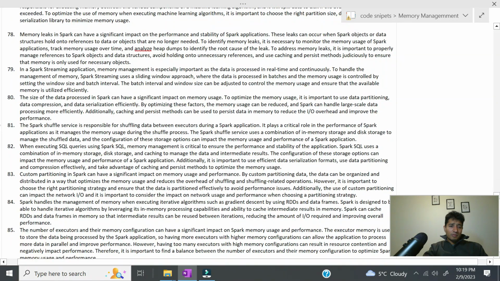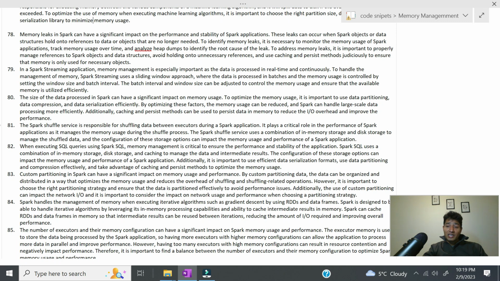Memory leaks in Spark can have significant impact on the performance and stability of an application. Okay, let's talk about memory leaks. If somebody asks you what memory leaks are and how they impact performance: these leaks can occur when Spark objects or data structures hold onto references to data objects that are no longer needed. To identify memory leaks, it's important to monitor memory usage of the Spark application, track memory usage over time, and analyze heap dumps to identify the root cause of the leak.